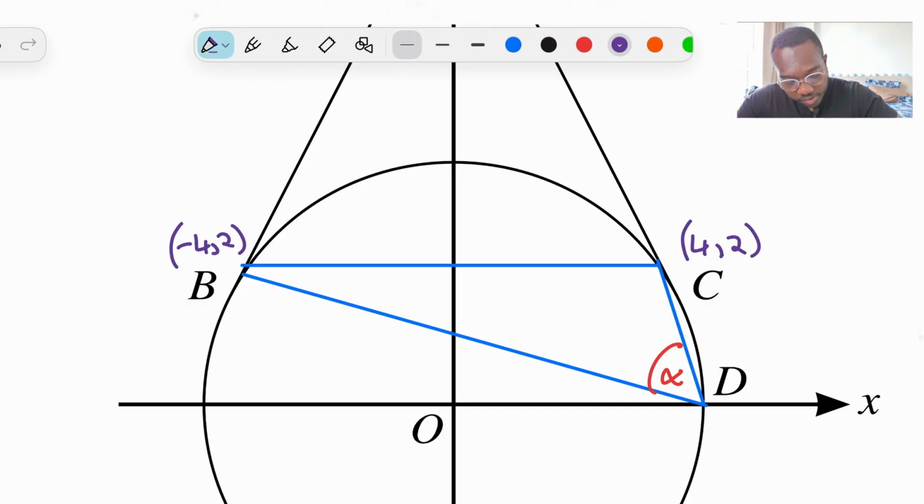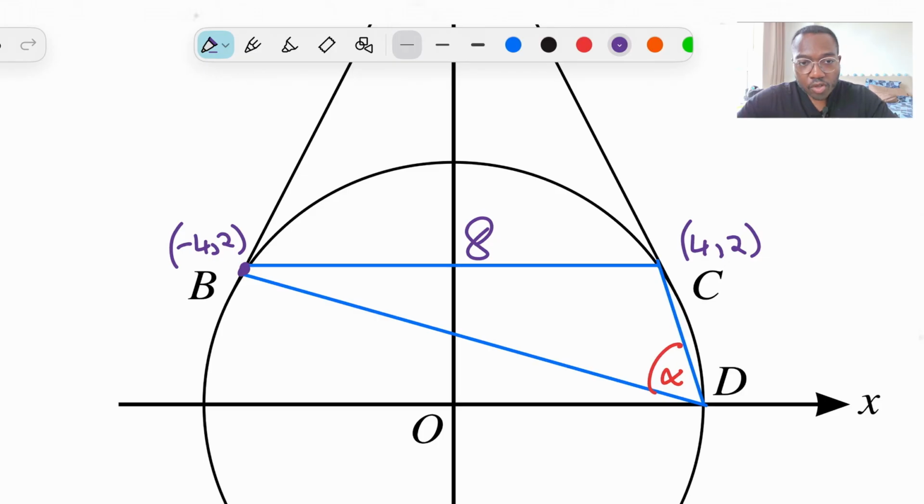So let me just make this look like it actually looks like a triangle here. Because we know that, we actually know the distance of BC is simply just going to be 8. Okay, we know the distance of BC is just 8 because it's 8 across. So minus 4 to 4, that's just 8 across. So we know the distance of BC is just 8. All we do now is work out the distance of BD and work out the distance of CD.